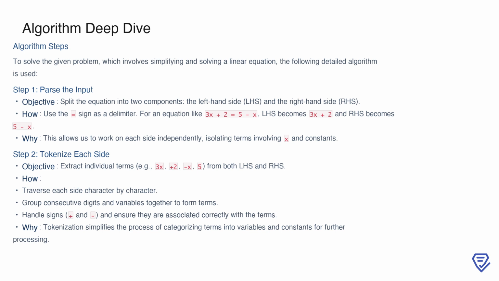Next, we need to tokenize each side. This means breaking down the LHS and RHS into individual terms like 3x, plus 2, x, and 5. To do this, we traverse the equation character by character, grouping consecutive digits and variables together while making sure the signs are correctly associated with the terms. This tokenization step simplifies the process of categorizing terms into variables and constants, setting the stage for further processing.